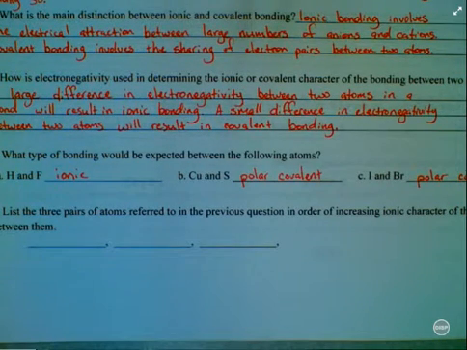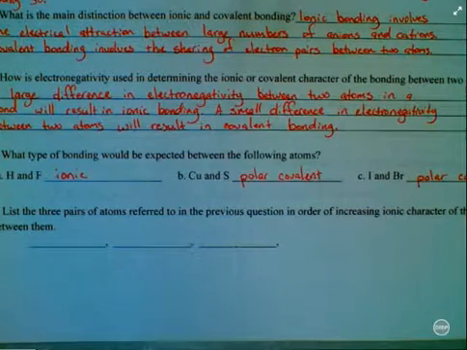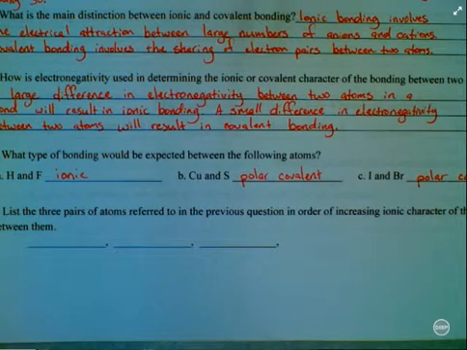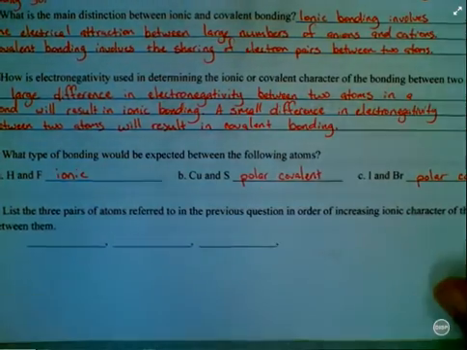Number 8. What type of bonding would be expected between the following atoms? Remember, we're going to do all this based on differences in electronegativities. So, A, hydrogen and fluorine. When you calculate the difference in electronegativities here, you get 1.9. 1.9 is the difference. 1.9 lands us squarely in the realm of ionic bonding. Now, when we get into B and C, we might get a little bit tricky, but A is definitely ionic.